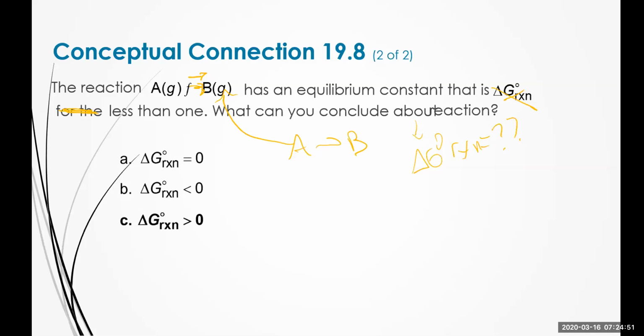And so, K is less than 1. Then we know that we're favoring the reactants. If K is less than 1, then our delta G naught is going to be greater than 0. It's going to be positive.